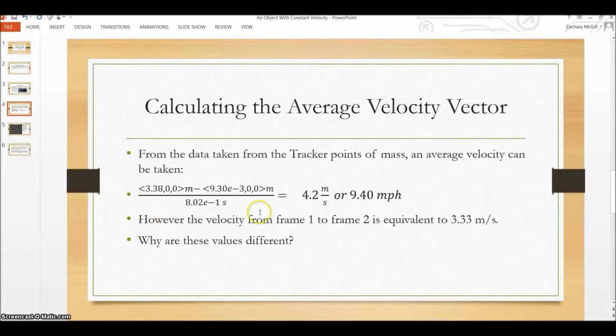We also calculate the velocity from frame 1 to frame 2, which is equivalent to 3.3, and this is just worth noting now because it's important later on in the video. However, it does indicate that there may be some acceleration or deceleration occurring during the video, that the object is not moving at an actual constant velocity.